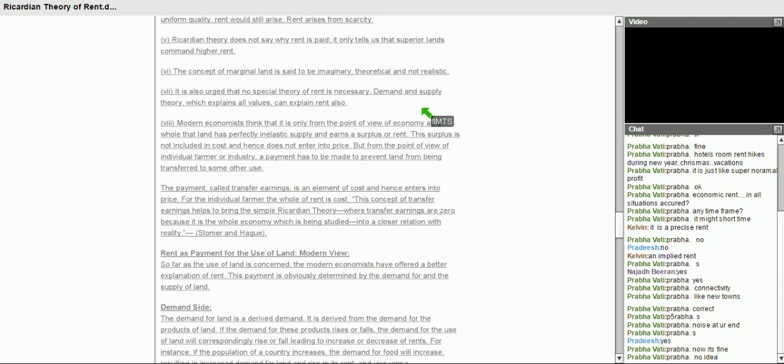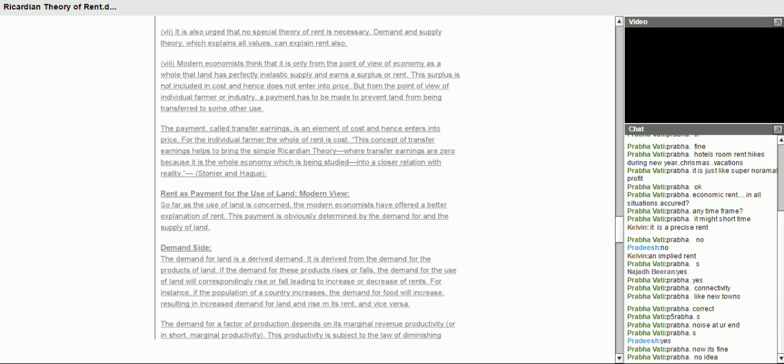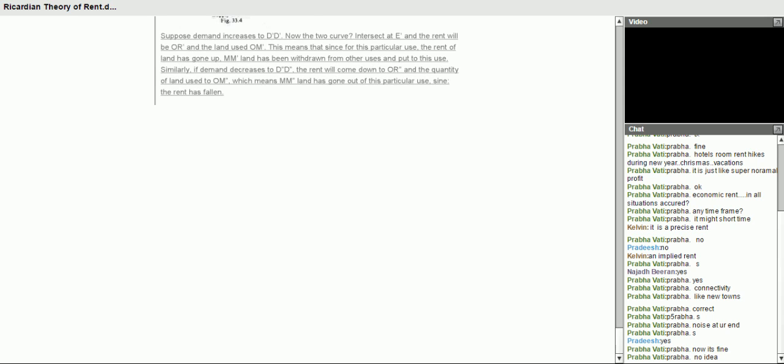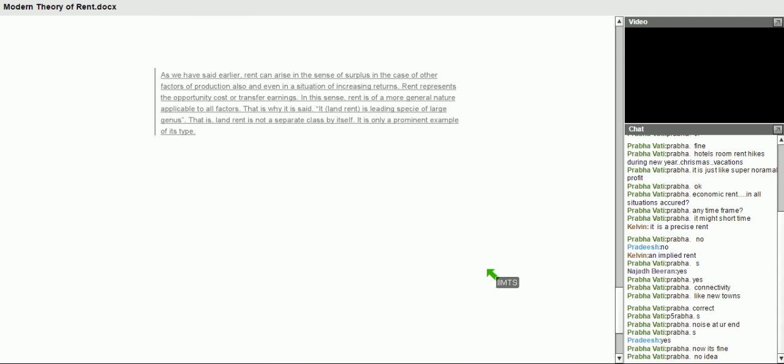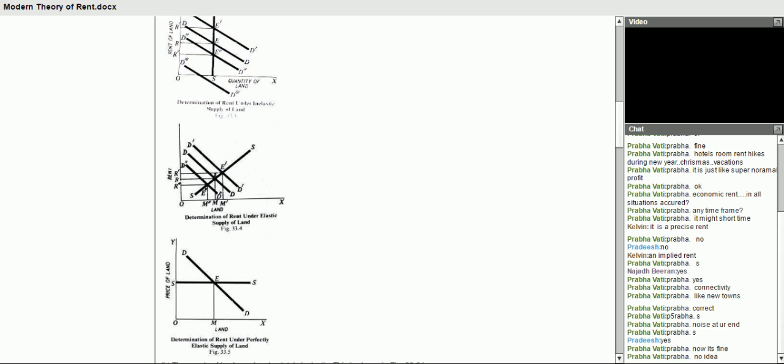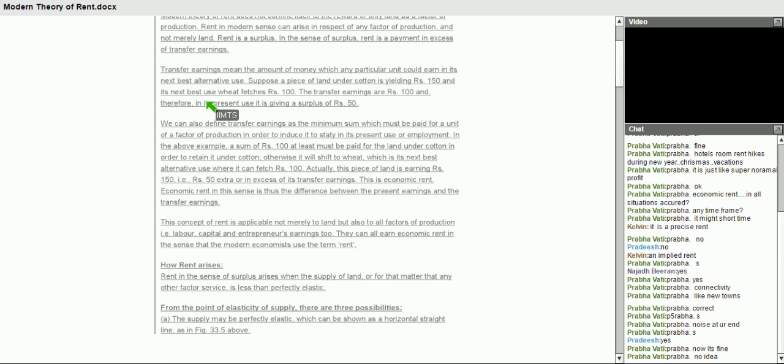I think there is, in this sheet only, there is, in detail I have discussed about it. No, it's not here. Maybe in here. Where is this transfer earning? Yeah, over here it is.